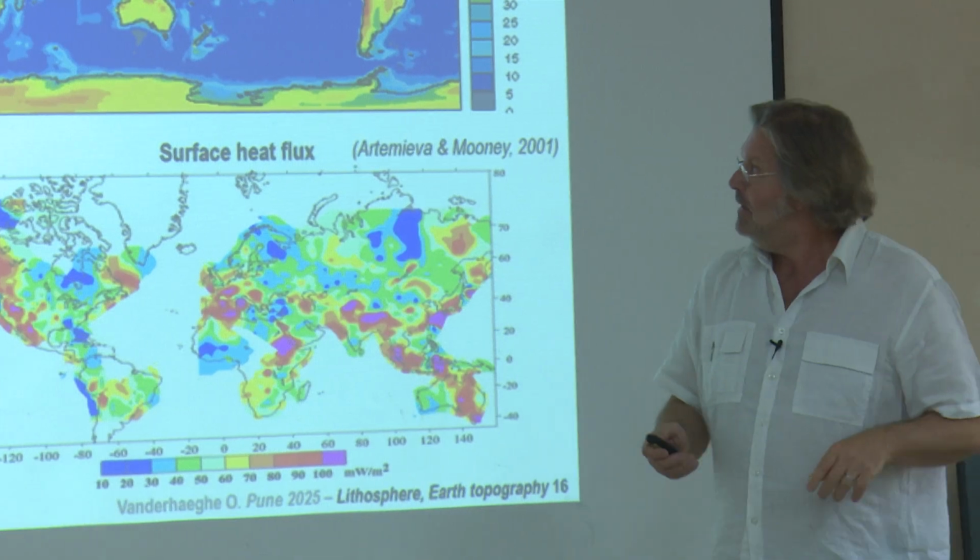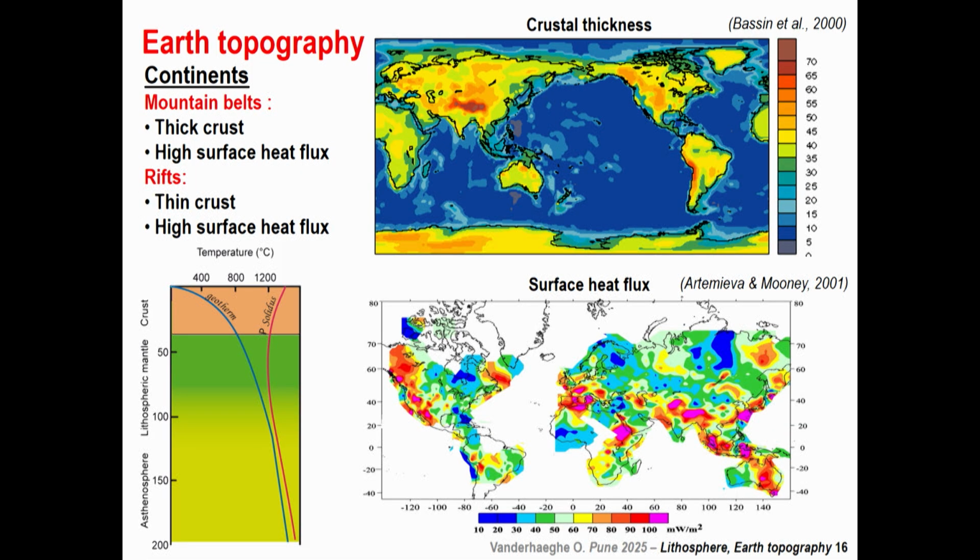So let's first order observation. Thick crust, high surface heat flux. Rift, thin crust, high surface heat flux as well. So we have two explanations for high surface heat flux.